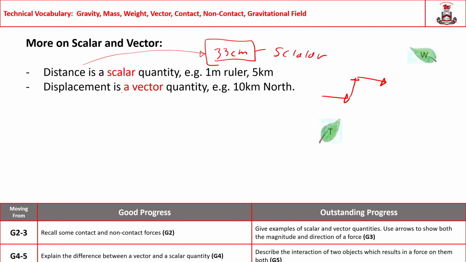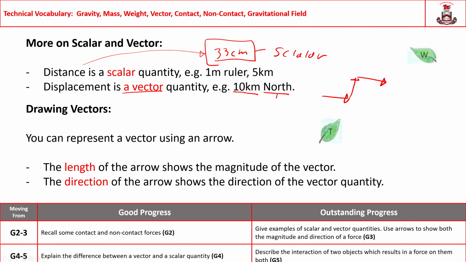Google Maps is showing you a vector to get to your store or wherever you need to go, because it has a distance and it has a direction. So here's your distance and there's your direction. So a vector is a distance plus a direction. Okay, you represent vectors drawing an arrow. The length of the arrow shows the magnitude. Remember, that's the size. The direction of the arrow shows which way you have to go.